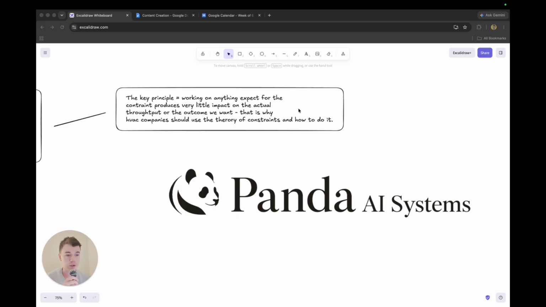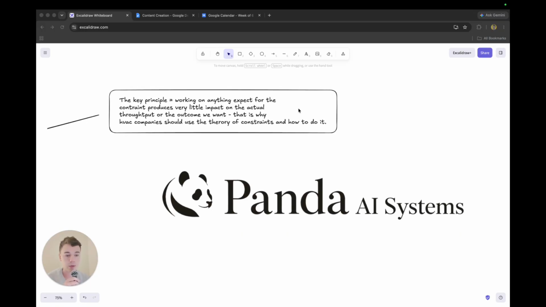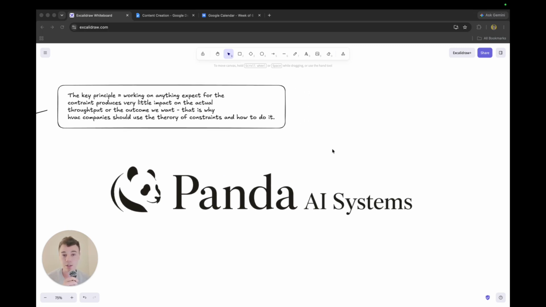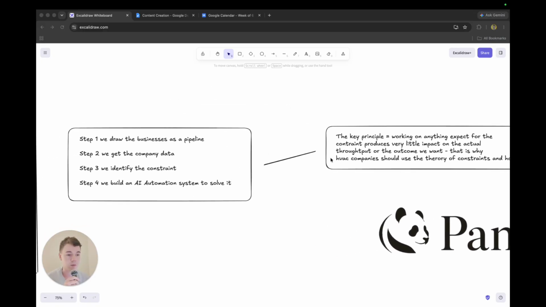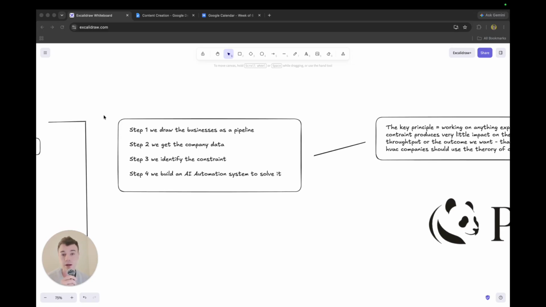If you identify the constraint, identify a way to solve it, and spend your energy, time and money on relieving that constraint, you will get immense growth and outcomes through that system in comparison to just trying a lot of different things. So I just wanted to show you guys my thought process on how I help out HVAC companies. My company, Panda AI Systems, builds AI systems for companies, and we also do AI consulting. This is the exact process that we use to help HVAC companies and help the owners reach their goals.